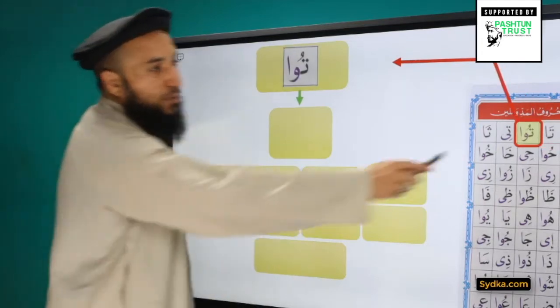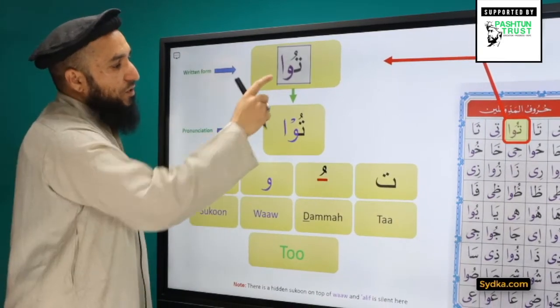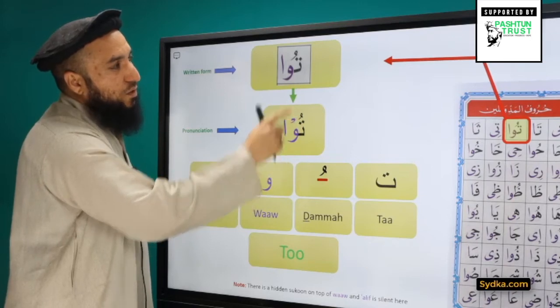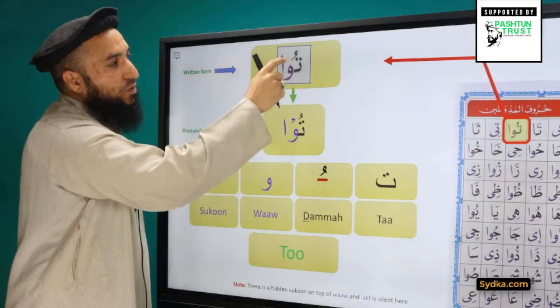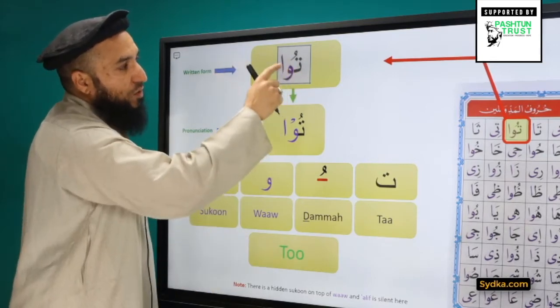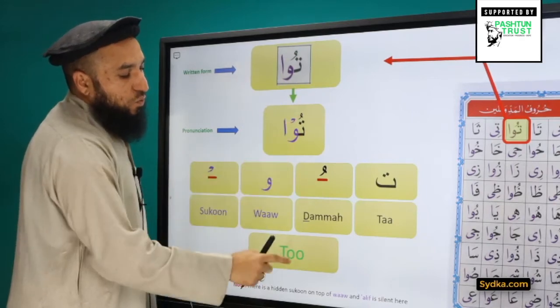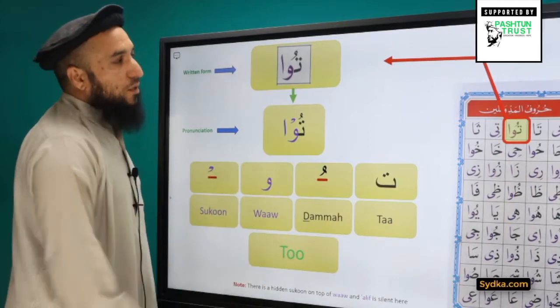The next syllable we have is ta dhamma waw sukoon: too. This is the written form, and this is the pronunciation: ta dhamma waw sukoon, and this alif is silent. Ta dhamma waw, hidden sukoon here, and this alif is silent. Ta dhamma waw sukoon too, ta dhamma waw sukoon too.